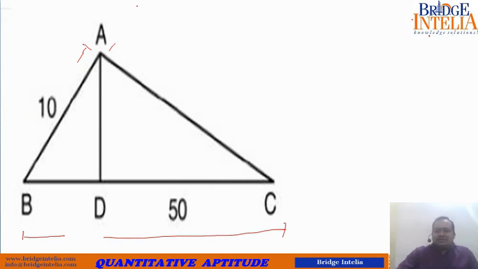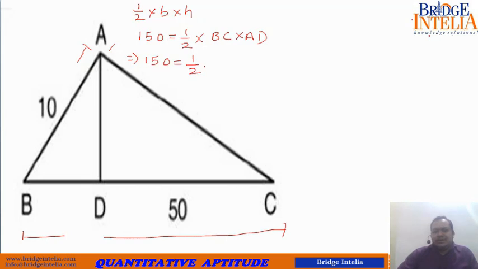So area is given by half into base into height. The area is already given as 150. So 150 must be equal to half into base, where base is BC, into height, where height is AD. So from here you can see that AD is easily computable. BC is already given. So AD comes out to be equal to 6. So this thing is 6.